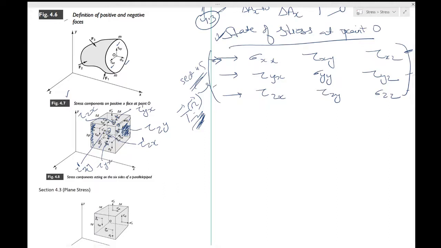But the stress values which we are taking on the faces are actually at the centroid of those faces. You see this, these are all the centroids of those faces. They are not actually point O.